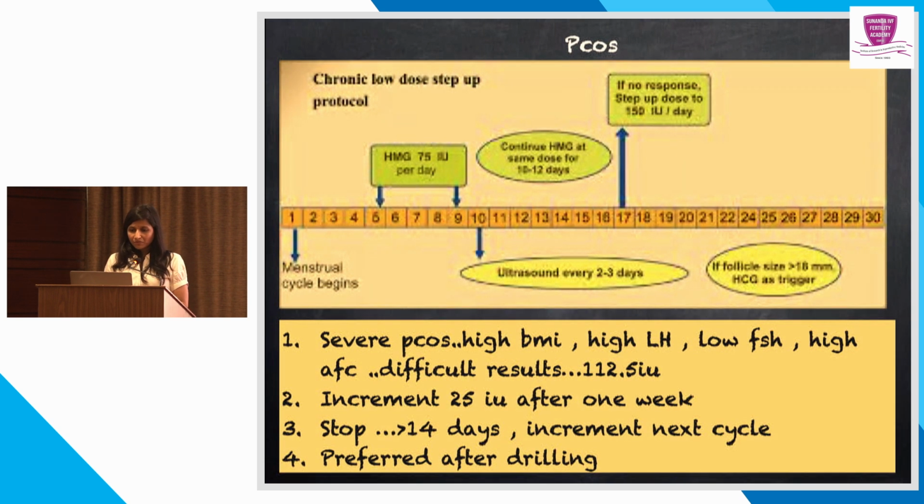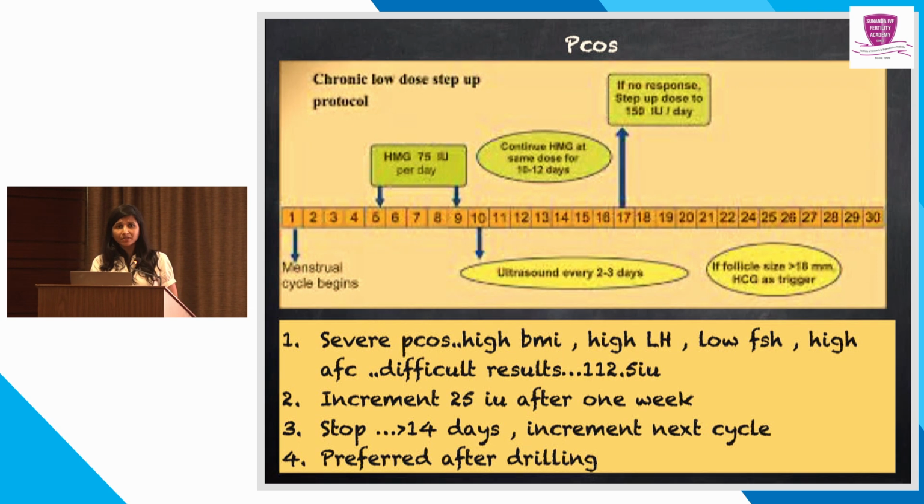In patients with PCOS, severe PCOS, high BMI, high LH, low FSH, high AFC, difficult results, we may have to step up the dose, but increase by 25 IU rather than a sudden increase in the FSH dose. And if you are giving the injection for more than 14 days and still there is no recruitment, then it's better to cancel the cycle, because it is going to incur many additional expenses. You have already given a follicular phase of 14 days, still there is no recruitment, then we may have to think of going with another protocol and starting with a higher dose.